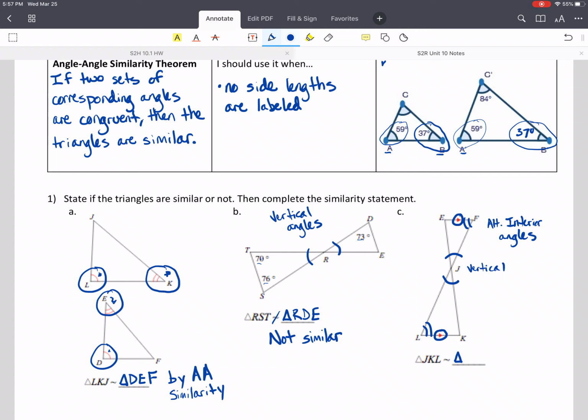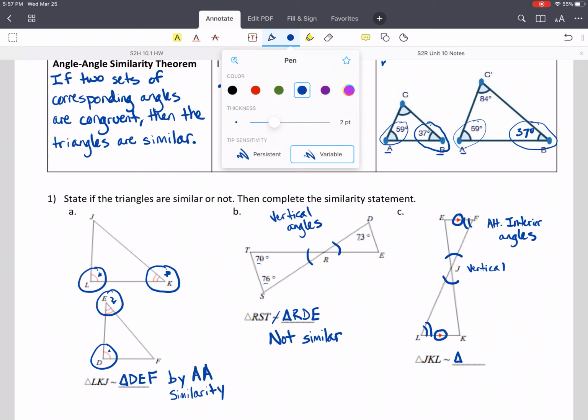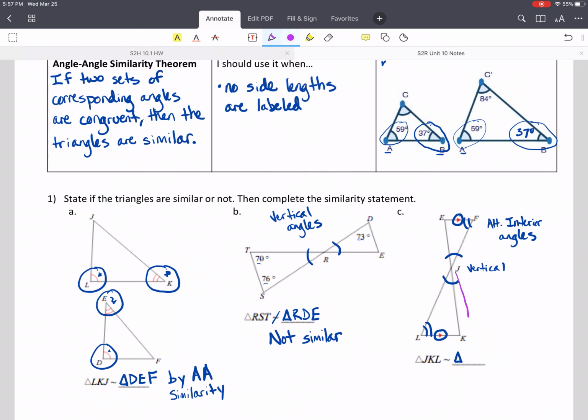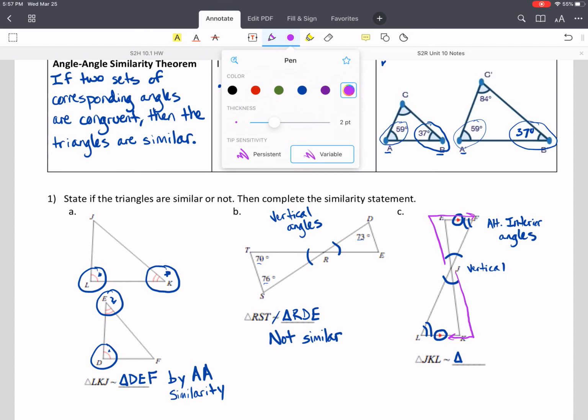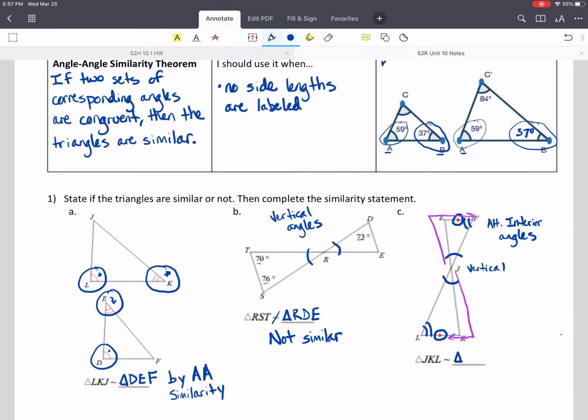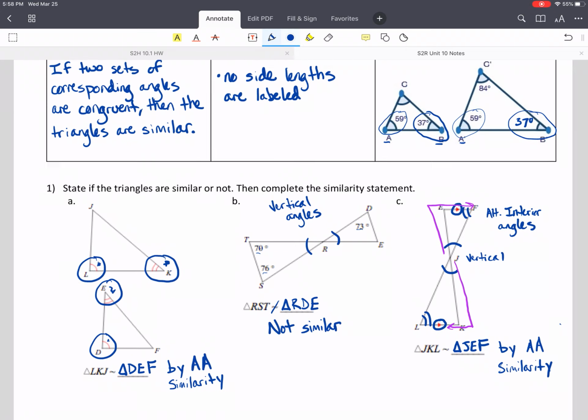So I'm going to just do this with a different color real quick. JKL. So I went to the non-labeled side and then over. So I can see that triangle JKL is similar to triangle JEF by angle similarity. So those are some angle examples for you.